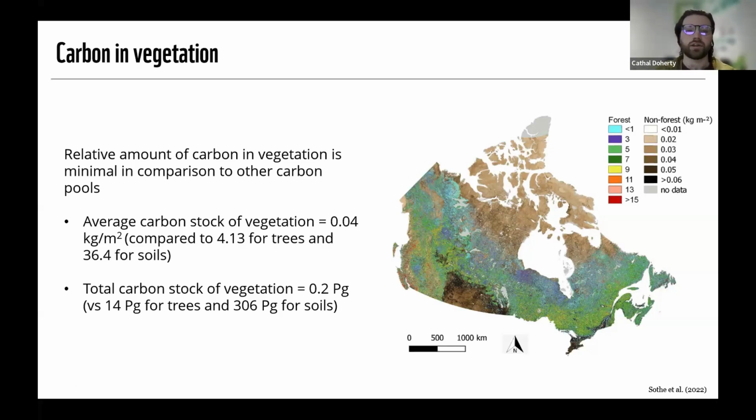But taken as a whole, if you're looking at Canada as a whole and the average carbon stock across Canada, the average carbon stock of vegetation is 0.04 kilograms per meter squared. And if you compare that to trees at 4.13 kilograms per meter squared and soils at 36.4, it kind of puts it into perspective. Non-tree vegetation only comprises less than 1% of the biomass carbon in all of Canada. Next slide, please.